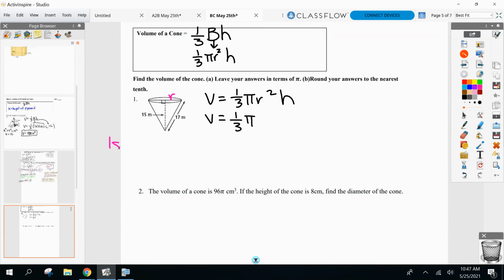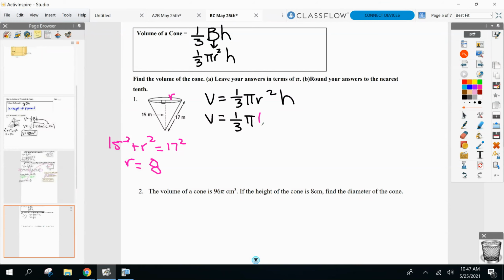15 squared plus b squared equals 17 squared. Got it. And I want you to finish this off right, Zach. And when you're ready, let me know what the radius is. The radius is 8. Good job.